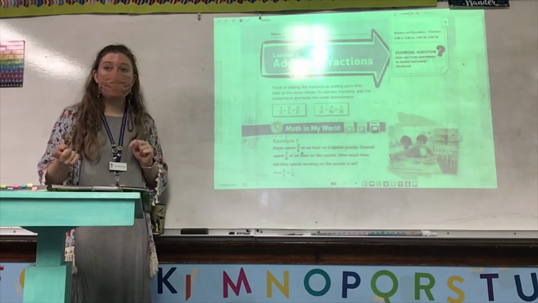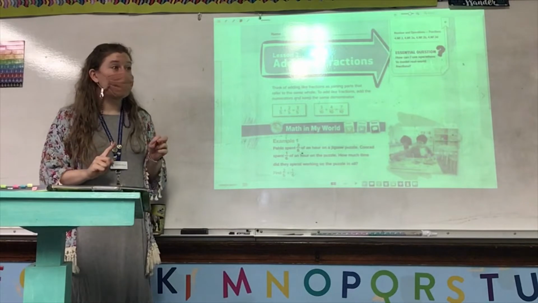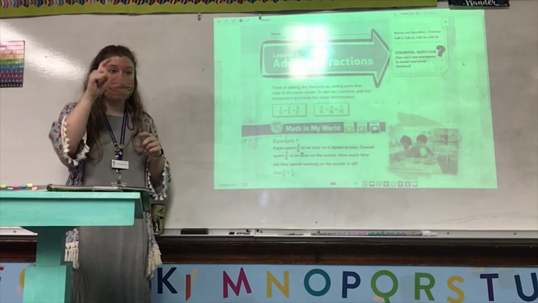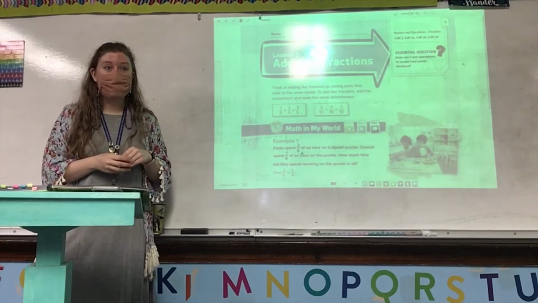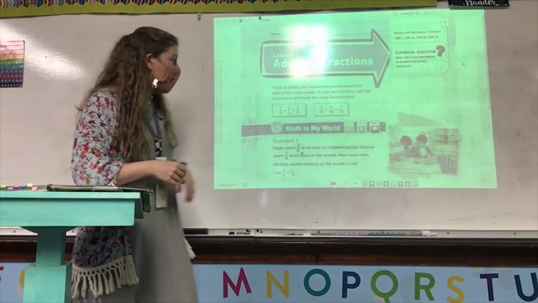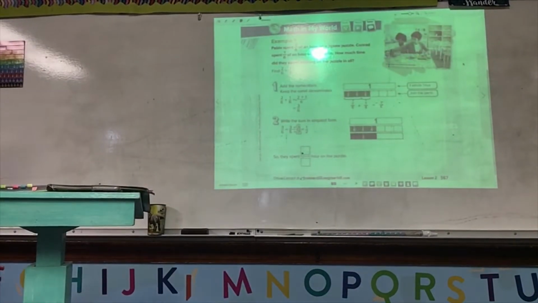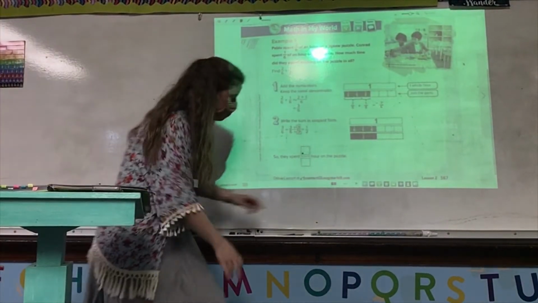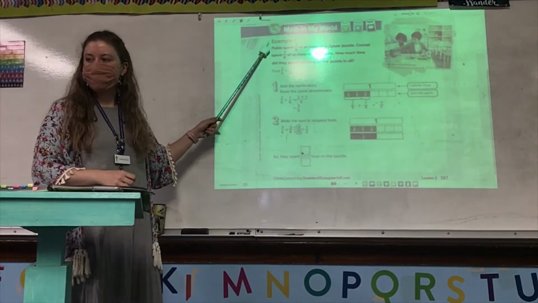If it's already in simplest form, cool, you don't have to do it. But if it is not, that means if the numerator and the denominator have factors other than 1 in common, you need to put it in simplest form. Okay, go ahead and look at example 1. Okay, so everybody, finger or pencil on example 1.